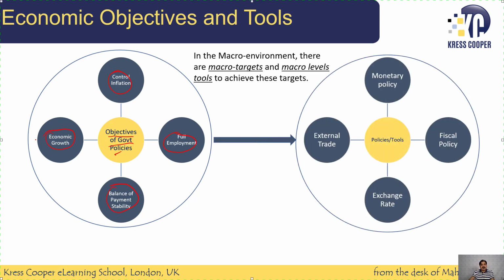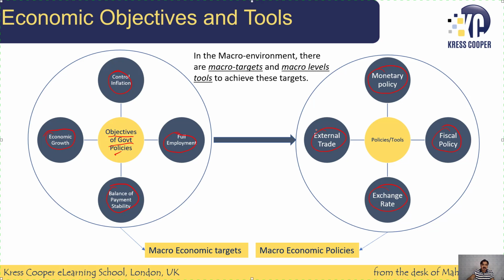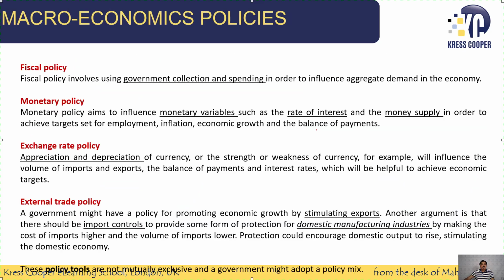And to achieve these targets, government is usually using these key macro level tools. Government is using monetary policy, fiscal policy, exchange rate, and external trade. These are the key factors that government is usually using to achieve the macro level targets. So there are macro targets, and to achieve them, government is adopting macroeconomic policies or macroeconomic tools. On an overall basis, these are the tools government is usually using to achieve the macro level economic objectives.